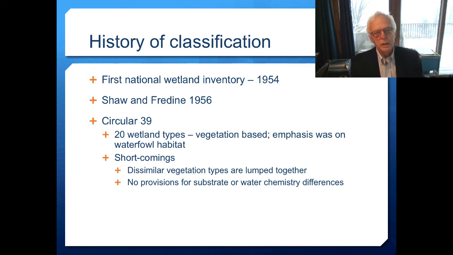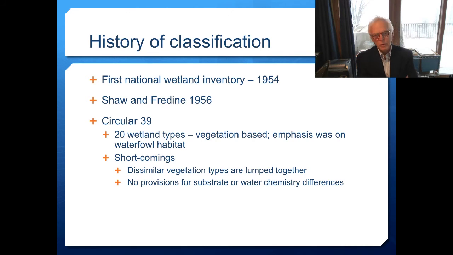Now, there's a long history of wetland classification, and I will say that it has been a speckled history, sort of. There were early wetland inventories. You can see that 1954 being the first national wetland inventory in the United States. It's kind of late, but they'd already destroyed a fair bit of that wetland. And then there's some work by Shaw and Fredine in 1956 that also defined where there were wetlands in a sort of an inventory sense. And then there was a thing called Circular 39 that was created.